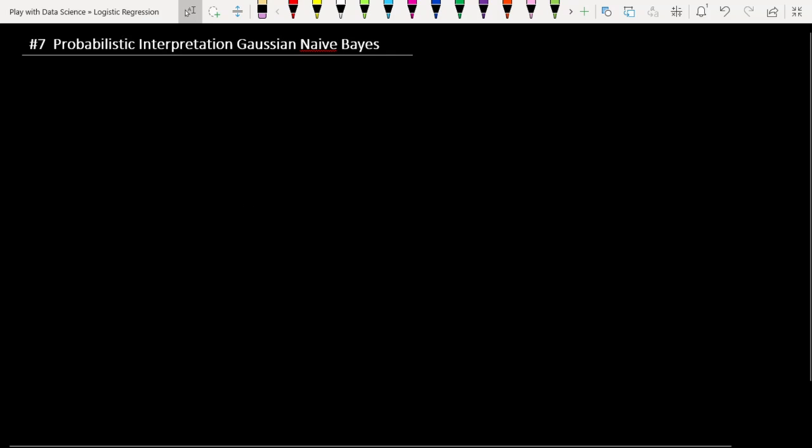So in the series of logistic regressions, this is our 7th lecture. In this lecture, we will learn about the probabilistic interpretations of logistic regression. Till now, we have learned about the geometric intuitions. Now we are going to the probabilistic interpretations.